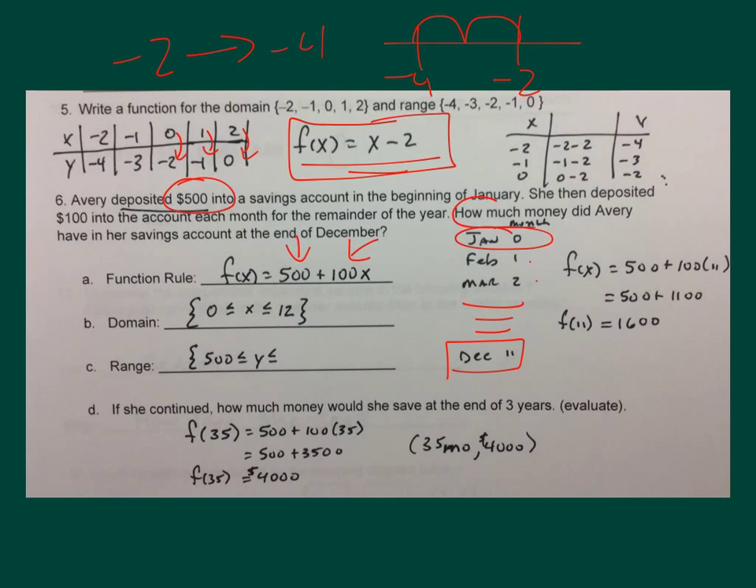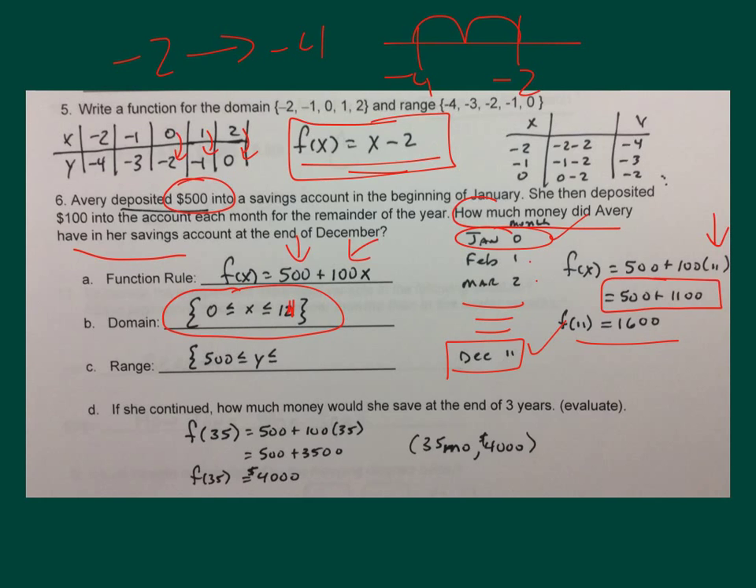And then it's asking how much money did Avery have in her account at the end of December? Well, since December is my 11th month in this scenario, 11 times 100 is 1,100. Plus the $500 initially I put in January gives me a total of $1,600 at the end of the year. So my domain, since my domain is the months, but it also includes the days, I put that from 0 to 12. Actually, it should be 11. But from my starting month of 0 to my ending month of December, which is my 11th month, again, that should be 11. And this is going to include all the days in between.